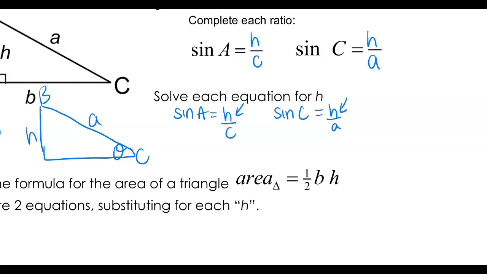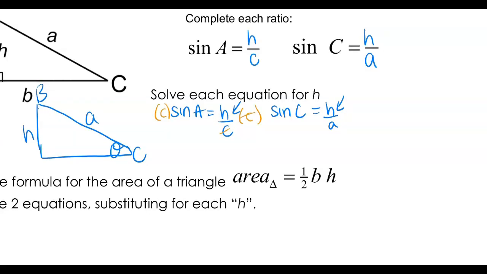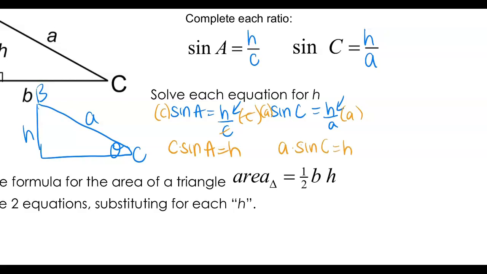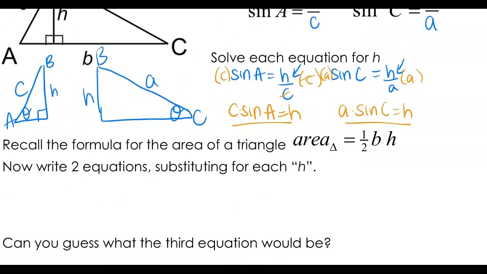So for the first fraction over here, technically we could put this over 1 and then cross multiply, or you could just multiply both sides by C. Some people find it easier just to multiply both sides by C, so I'll do that. That's going to give me C times sine of A is going to equal H. And then for this guy over here, if I was going to isolate H, I would do the same thing. So either cross multiply or just multiply both sides by A. So A times sine of C is going to equal H. Okay, so these are the two equations that I found when I isolated H. Okay, using these two formulas, let's look at the next step.